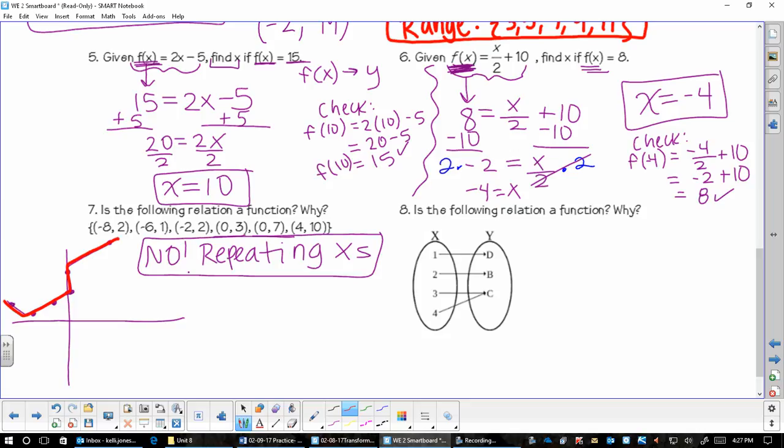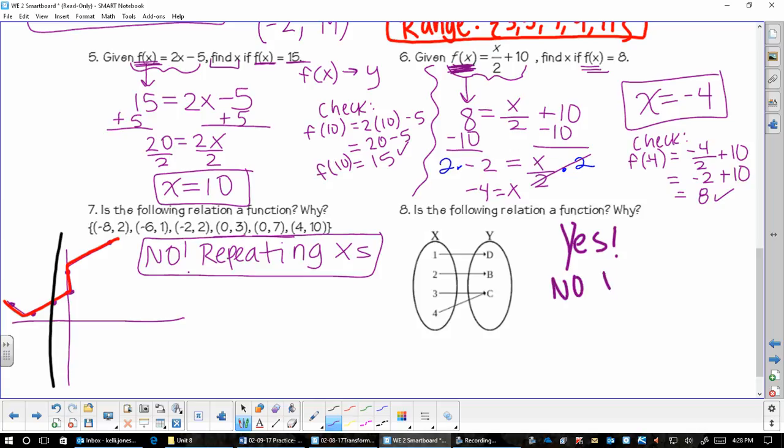Do you guys remember when we did this, we said, okay, if I draw a vertical line and I move this vertical line, I have to pass the vertical line test, right? Well, when I come right here to these 2 points, 0, 3 and 0, 7, I don't pass the vertical line test there. Therefore, this relation cannot be a function because there's repeating x values. Okay, and the last one, number 8, is this a function? So I'm going to check: 1 goes to D, 2 goes to B, 3 goes to C, and 4 goes to C. Okay, yes, this is a function.